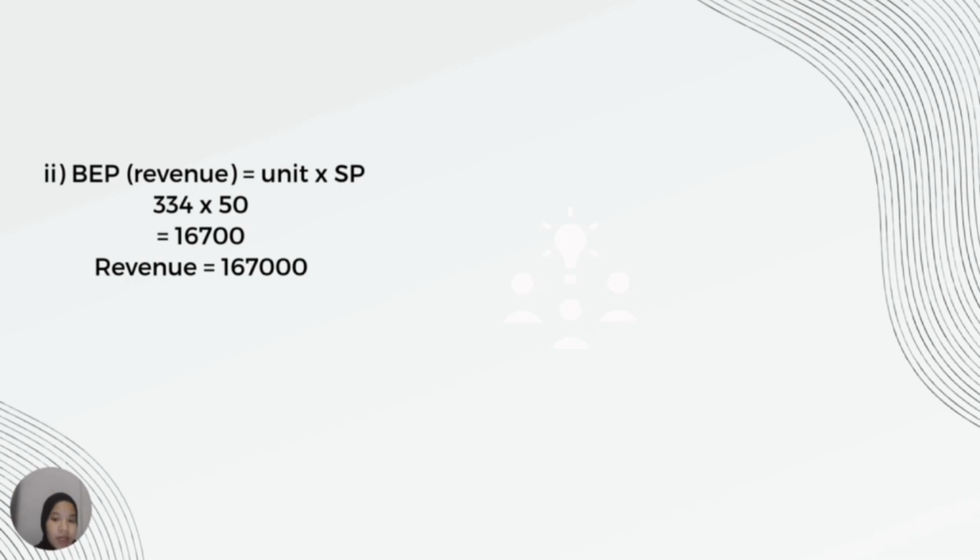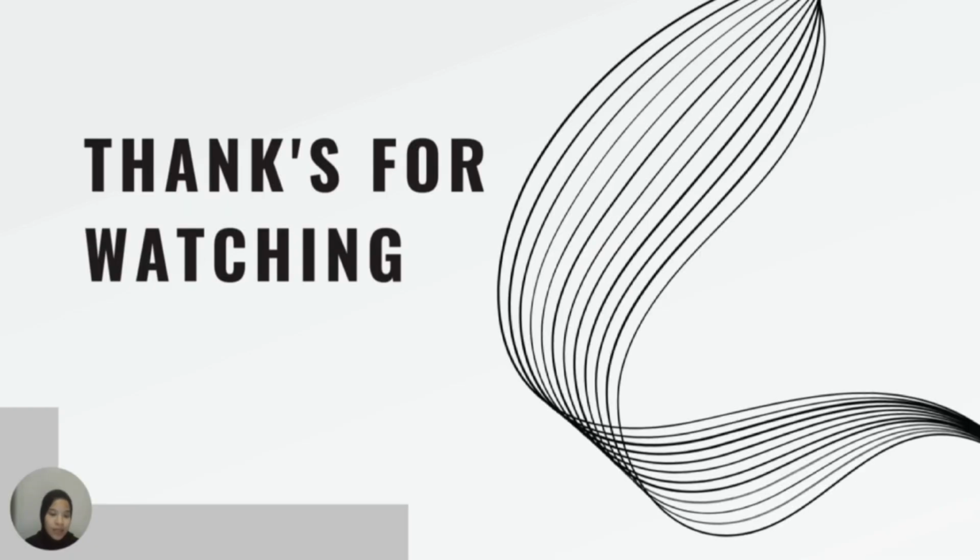Okay, point 2 is we have to find revenue. So BEP revenue equals units multiplied by SP. So 334 multiplied by 50 equals 16,700. So here the revenue is 16,700. That's all for me. Thank you.